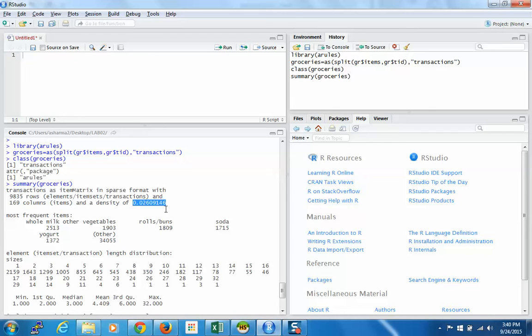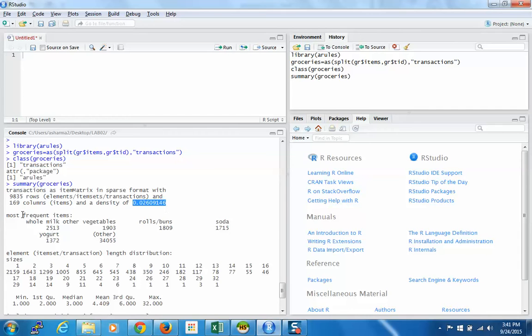Especially if you look at the data that you're getting from, say, Walmart, as we get at University of Chicago, it is hugely sparse, because here we just got 169 items, but in real life you're going to have like 100,000 items. So this is a really high density. In reality, you will see very low density.